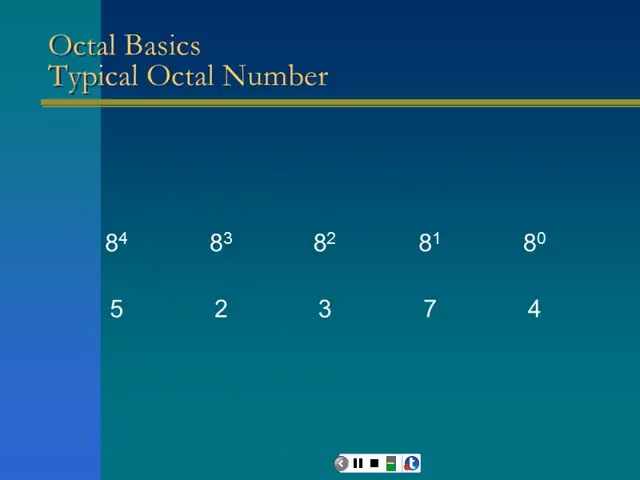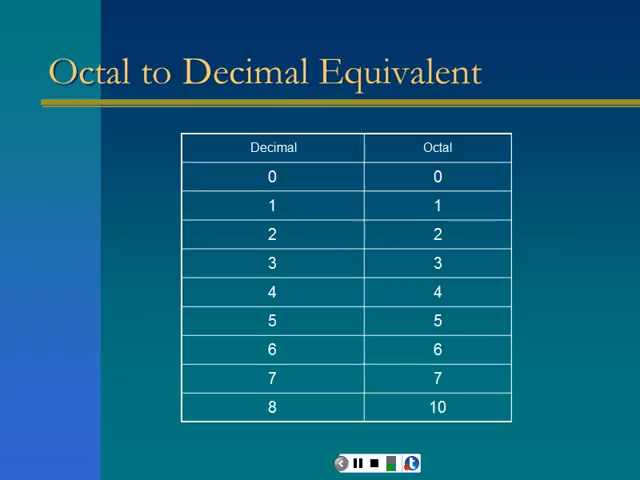All right, here are your weighted columns for this. We can do this by multiplying each one of these: ones place, eighths, 64, 512, 4096. So I'd have to take 5 times 4096, 2 times 512, 3 times 64, 7 times 8 plus 4, and add all those together. That's a long bunch of numbers to do. So that's where I'm going to stop right there.